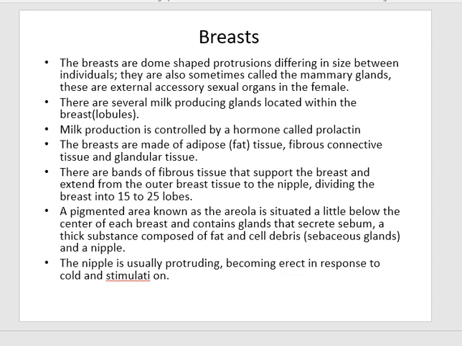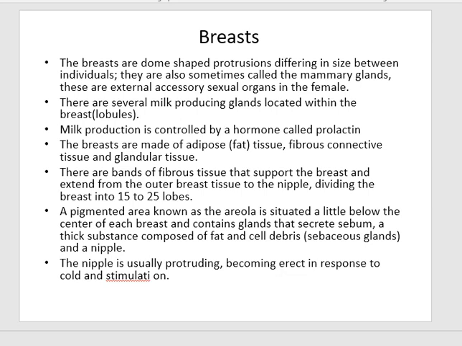Milk production is controlled by a hormone called prolactin. This hormone comes from the pituitary gland. It controls milk production in the breast. The breasts are made of adipose fat tissue, fibrous connective tissue, and glandular tissue.